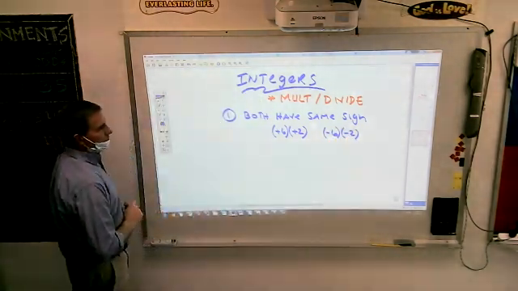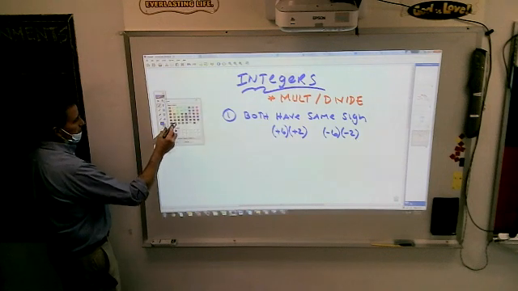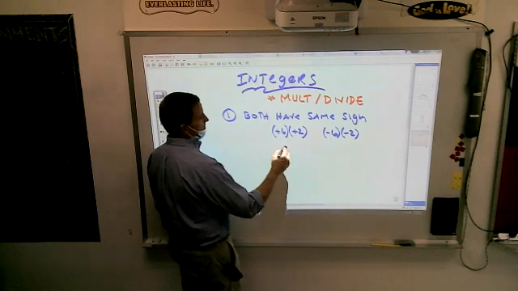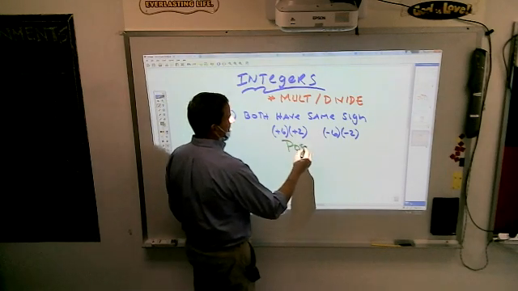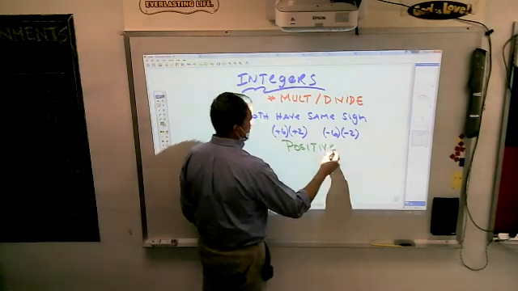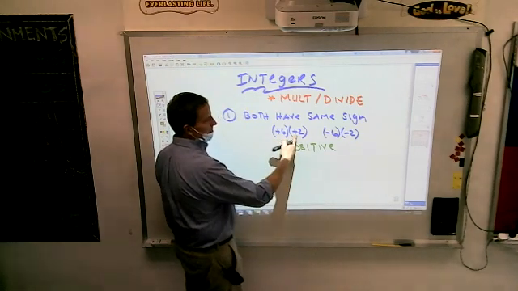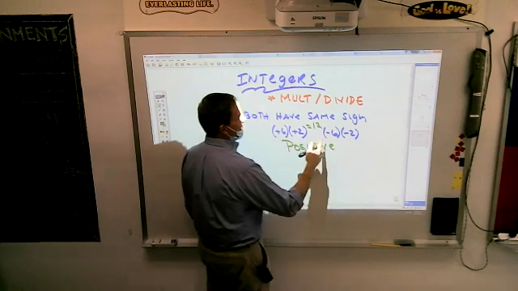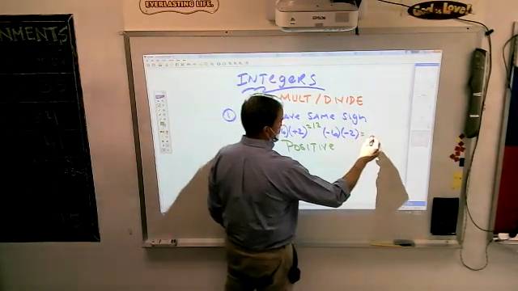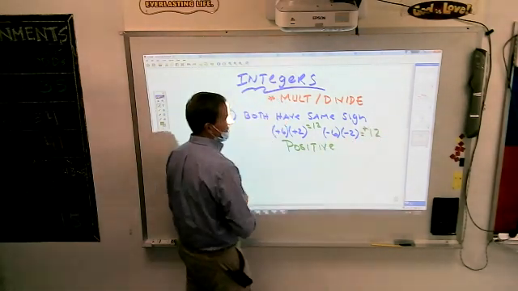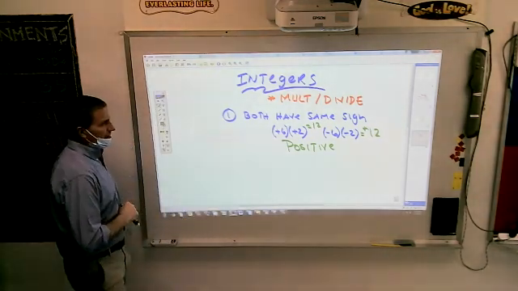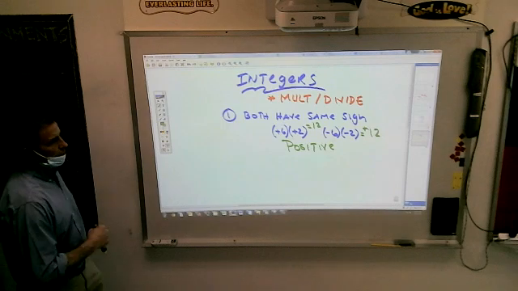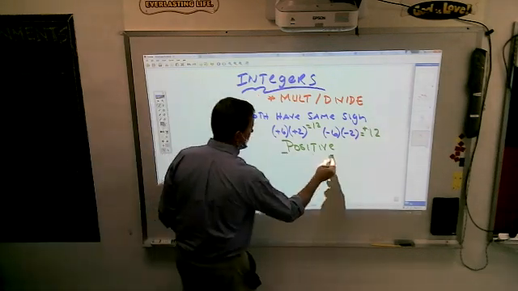When they both have the same sign, it's really simple, because it will always be a positive answer. In other words, positive 6 times positive 2 gives you a positive 12. And negative 6 times negative 2 also gives you a positive 12. If they have the same sign, whether they're both positive or both negative, you will get a positive answer.